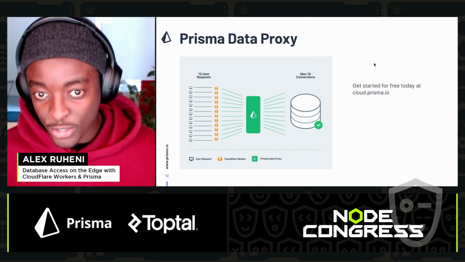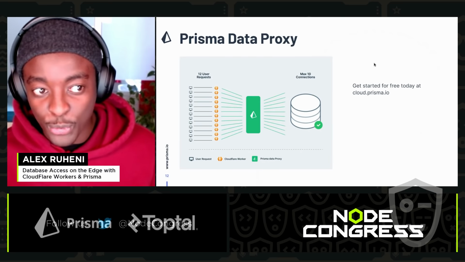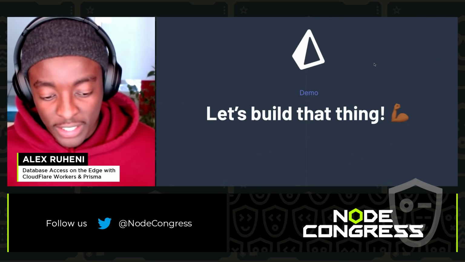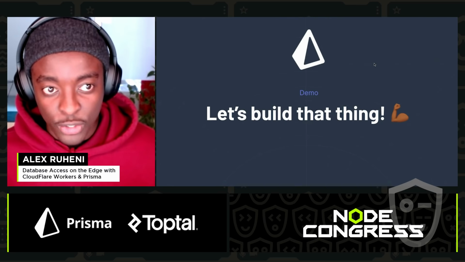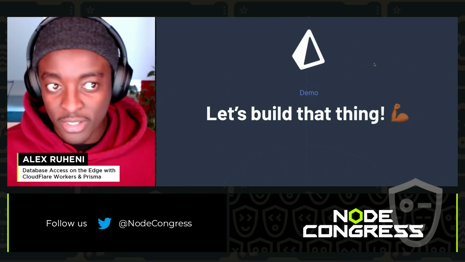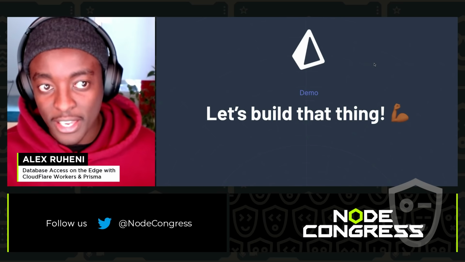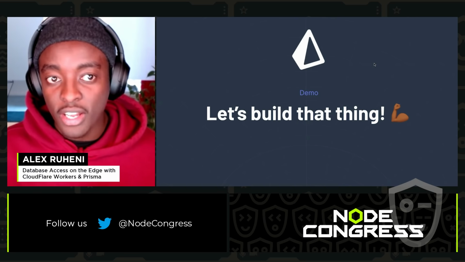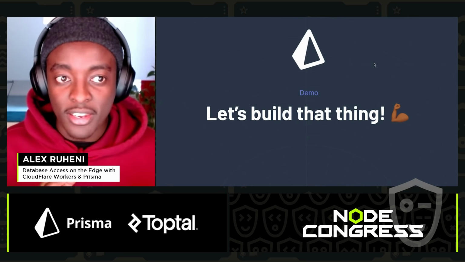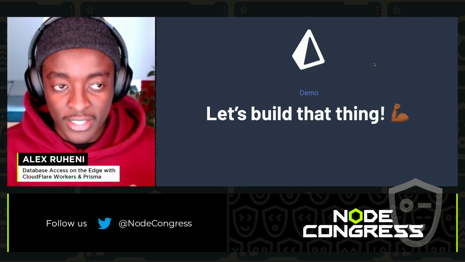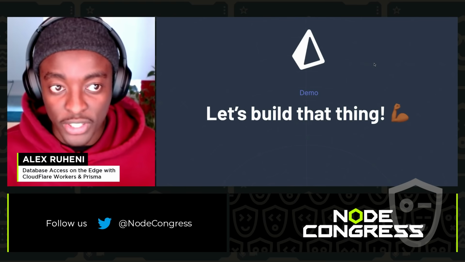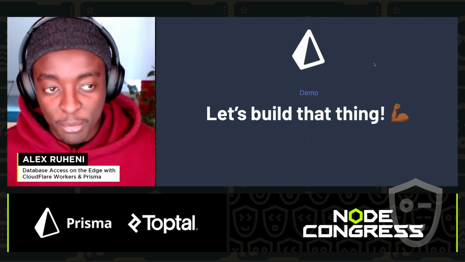Now, this brings us to the most exciting bit of the talk, which is the demo. What we'll be doing is converting the application that is using a JSON file to retrieve and create quotes or get quotes by IDs, and we'll move that application. We'll migrate the data to a database and convert the existing routes to start using Prisma to query the data. Now let's jump into the demo.